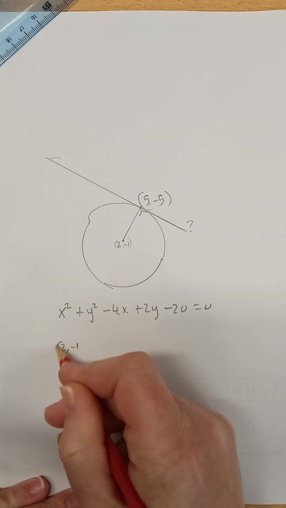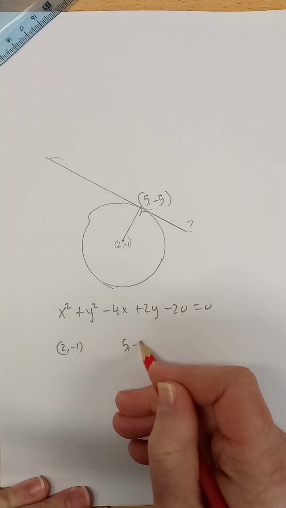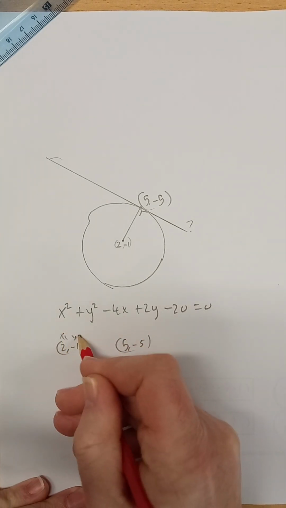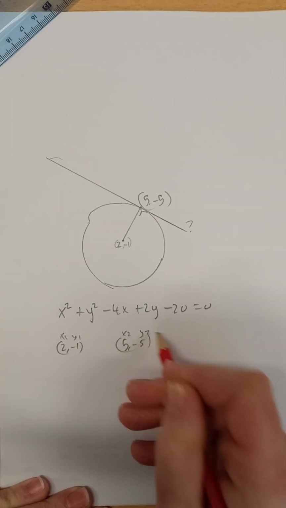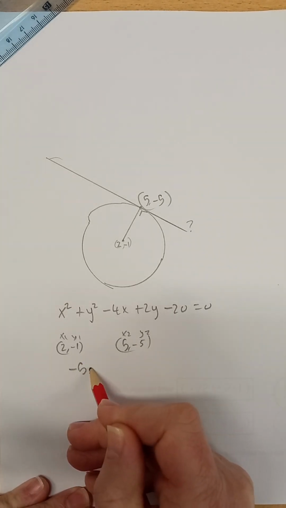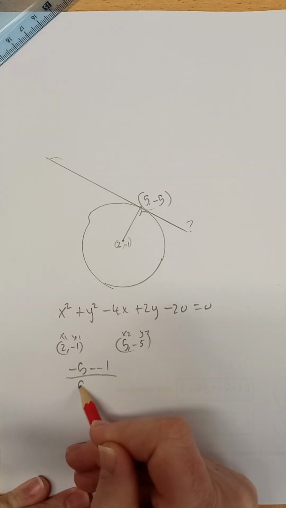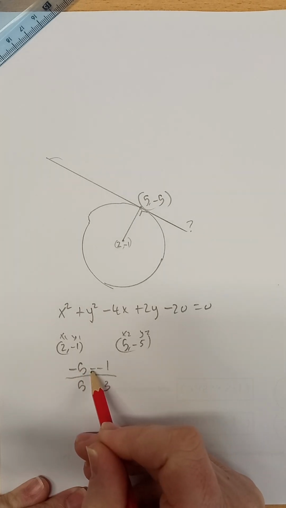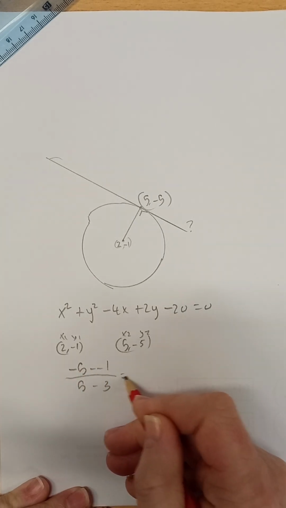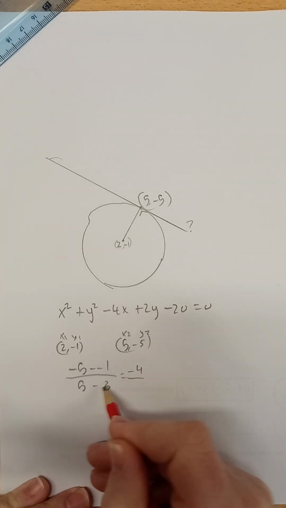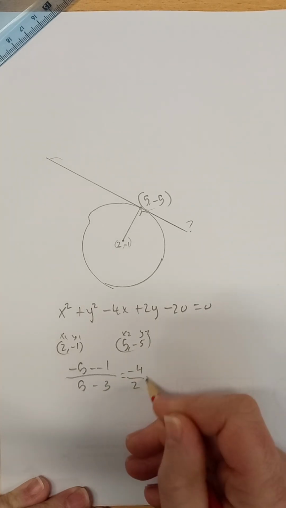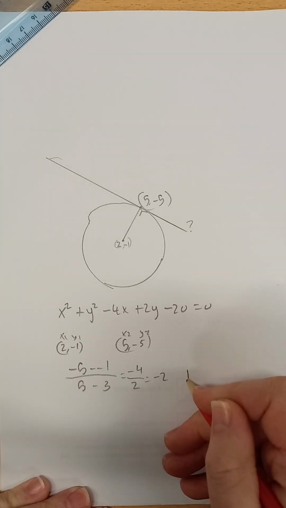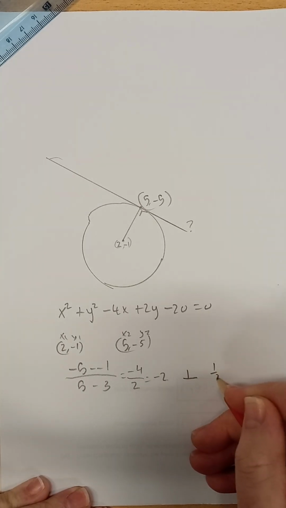So I have 2 and minus 1, and I have 5 and minus 5. So that's x1, y1, x2, y2, and it's y2 minus y1 over x2 minus x1. So that's minus 5 plus 1 is minus 4 over 5 minus 3, which is 2. So it's minus 2, which means the perpendicular slope I'm actually looking for is a half.